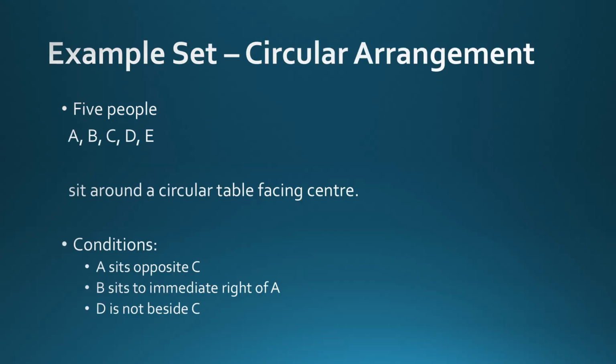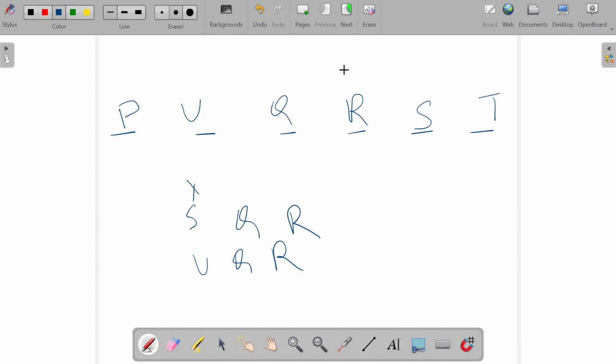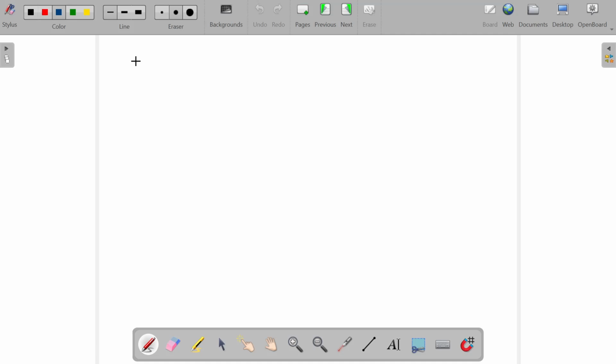Now let's look at an example of a circular set. 5 people A, B, C, D, E sit around a circular table facing center. Conditions: A sits opposite C, B sits immediate right of A, D is not beside C. So let's solve this one. First we'll make our structure: 1, 2, 3, 4, 5. 5 people will be sitting and they'll be facing center. So our right will be this direction, clockwise, and left will be this direction, anti-clockwise.